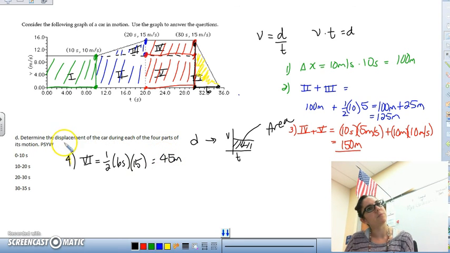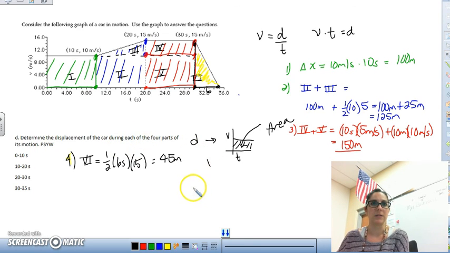So that's the displacement for each of the 4 parts of this graph. Just as a quick review, with the velocity and time graph, if you want the acceleration, you take the slope. If you want the displacement, you take the area. That is the biggest thing. Okay? That concludes this video.